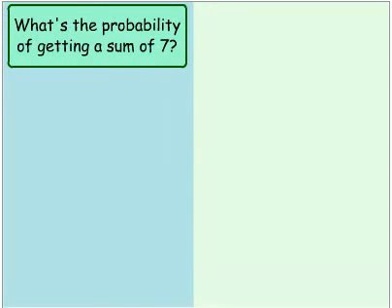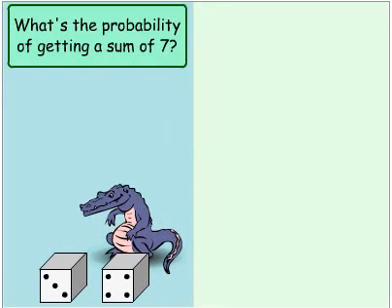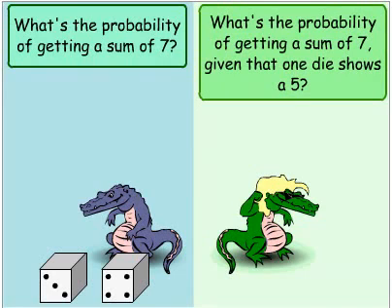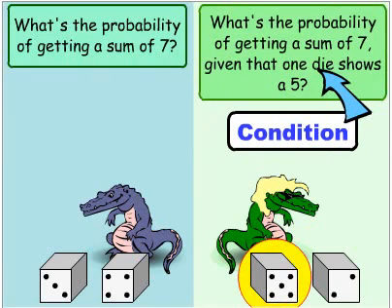Let's start with a couple of questions. If you roll 2 dice, what's the probability of getting a sum of 7? If you roll 2 dice, what's the probability of getting a sum of 7 given that one of the dice shows a 5? The second question imposes a condition. One die shows a 5. In other words, we're given additional information about the rolls of the dice. A condition such as this forces us to adjust our probability calculations.